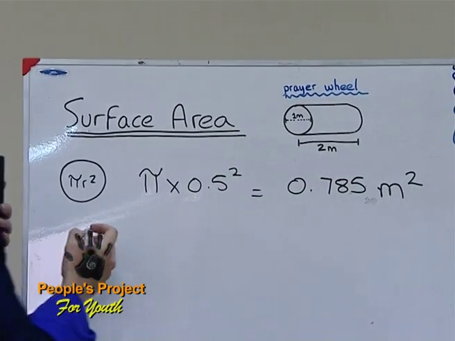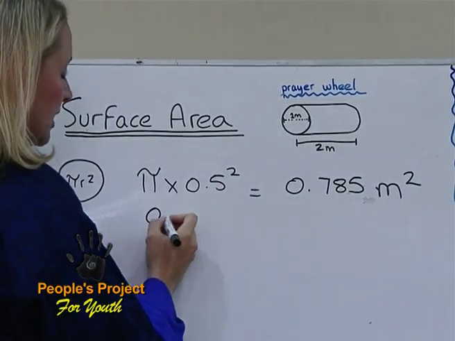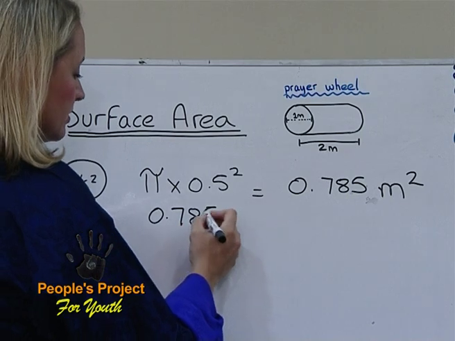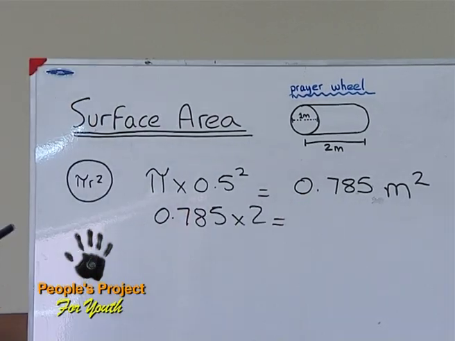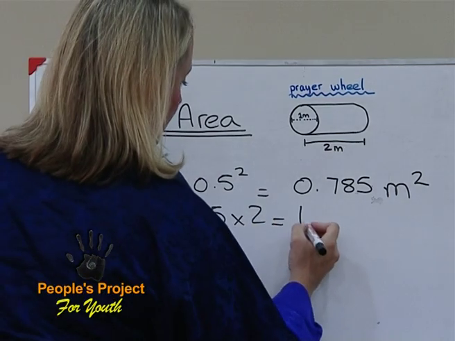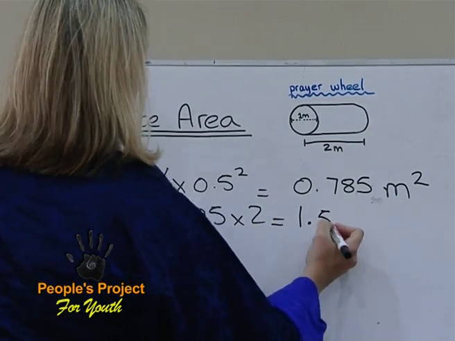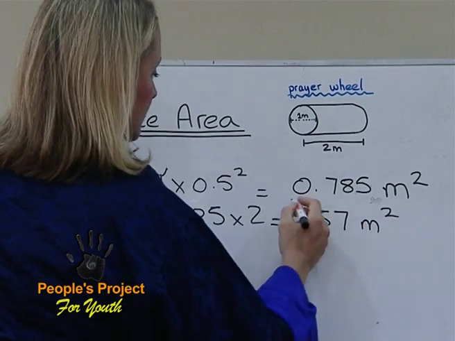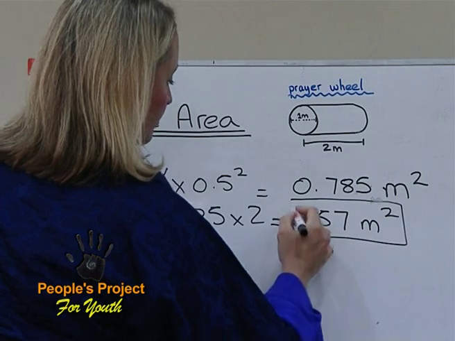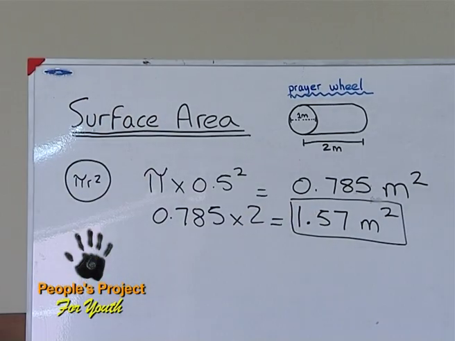So let's work out what the area of both of them will be. So I've got 2 circles in my surface area, so I'll multiply that by 2. And the area that I have for both of them is 1.57 metres squared. So that is the area for both the top and the bottom of the prayer wheel.